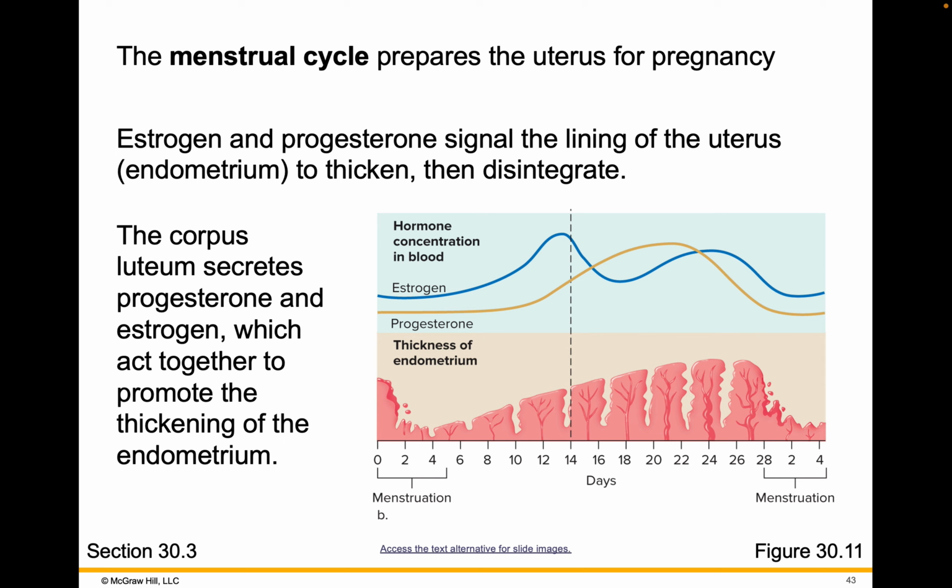The menstrual cycle prepares the uterus for pregnancy. Estrogen and progesterone signal the lining of the uterus, the endometrium, to thicken and then disintegrate. The corpus luteum secretes progesterone and estrogen, which act together to promote a thickening of the endometrium. So if pregnancy occurs, the corpus luteum secretes progesterone and estrogen, which promote a thickening of the endometrium. So instead of it being shed in menstruation, it would be thickened to support that developing zygote.